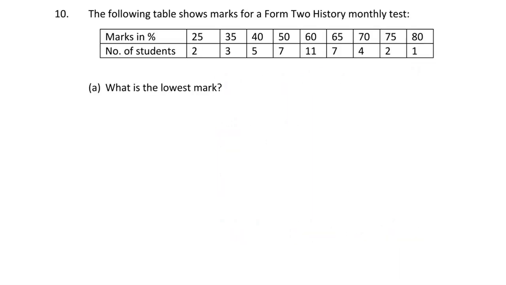Question number 10. The following table shows marks for Form 2 History monthly test. So we've been given the table there. For part A, what is the lowest mark? Okay, so just reading from the table, we can see that the lowest mark is 25%. For part B, what is the highest mark? We can see from our table, the highest mark is 80%.